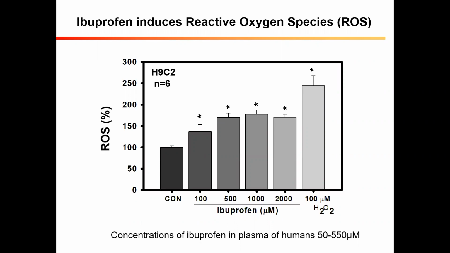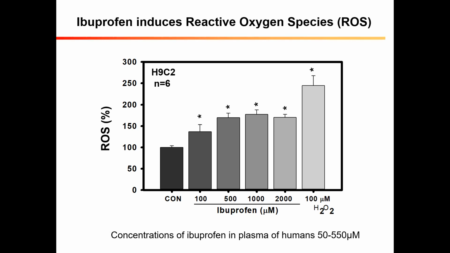So how do we know these physiologically relevant concentrations? When the plasma of humans who take ibuprofen is measured, we find amounts between 50 and 550 micromolar. When you take 100 milligram, you get about 50. When you take 200, it's about 120. When you take a 400 milligram dose, it's closer to 300. And when you take a 800 milligram dose, it's about 550. So the dose matters with respect to how much ibuprofen ends up in your blood and in your tissue.